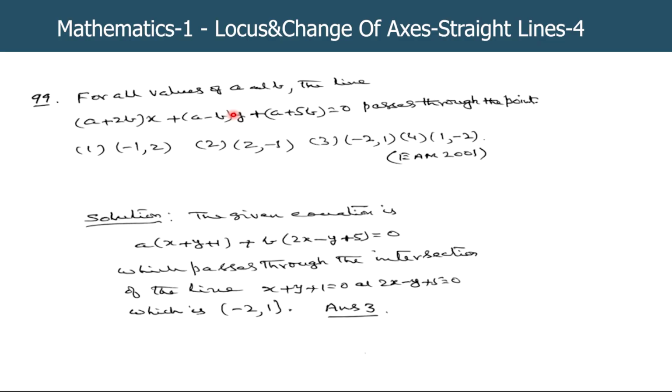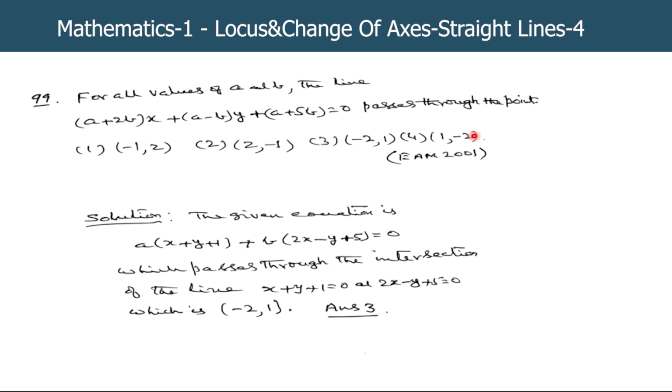99. For all values of a and b, the line (a plus 2b) into x plus (a minus b) into y plus (a plus 5b) equal to 0 passes through the point: 1) (minus 1, 2), 2) (2, minus 1), 3) (minus 2, 1), 4) (1, minus 2). One direct procedure is simply take each of the points and substitute in the given equation. Whichever point satisfies that equation, that is the required point. That is the answer. But sometimes all points may not satisfy it. So, therefore, the line passes through a fixed point.